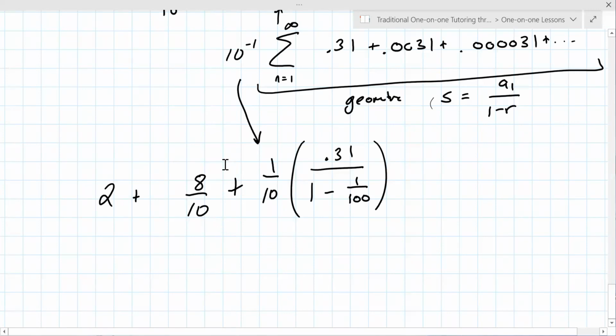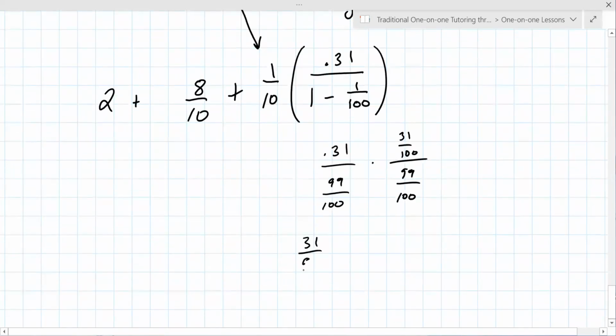All right. And then you just simplify all this. On the right, it's 0.31 over 99 over 100. 31 hundredths is really 31 over 100 over 99 over 100. So this becomes 31 over 99 times a tenth. But then you get this 8/10, and then you get this 2 over here. You can see it's horrible. You almost need to calculate this, because to make a common denominator you have to go to 990. That's not fun.